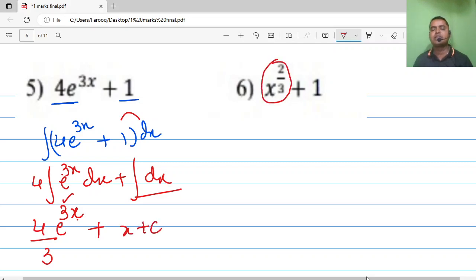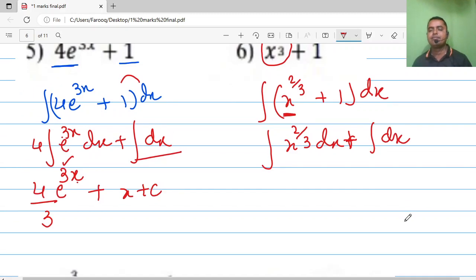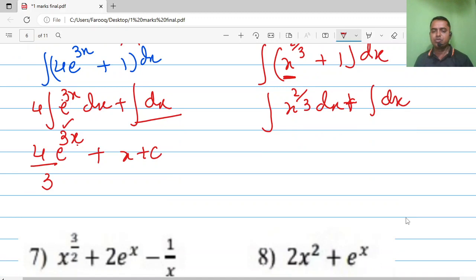Look at this one. X raised to 2 by 3 is there. Integration of x raised to 2 by 3 plus 1 dx. Separate this term. X raised to 2 by 3 dx plus 1 into dx, that is dx. Now x raised to 2 by 3 integration.